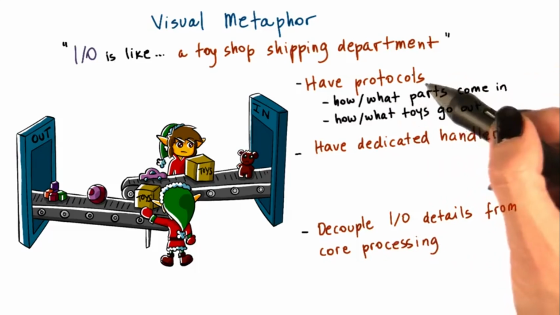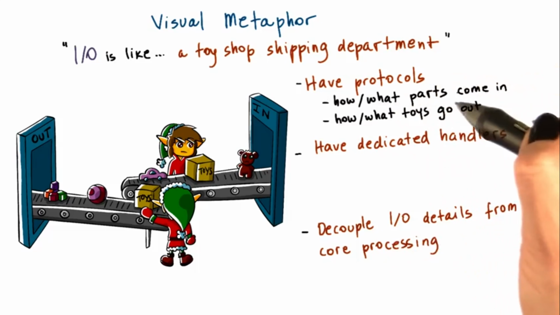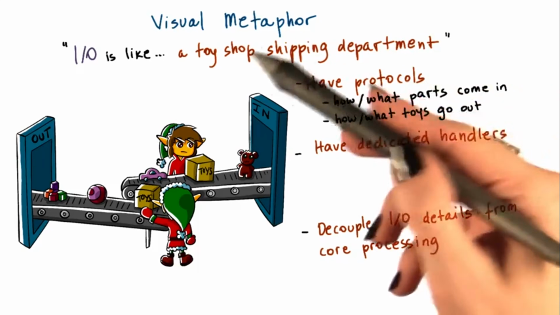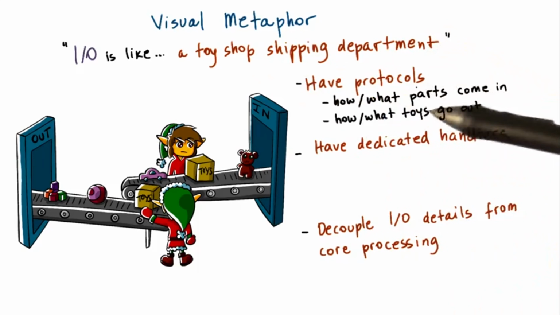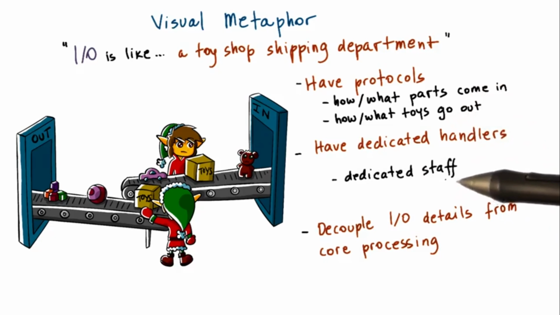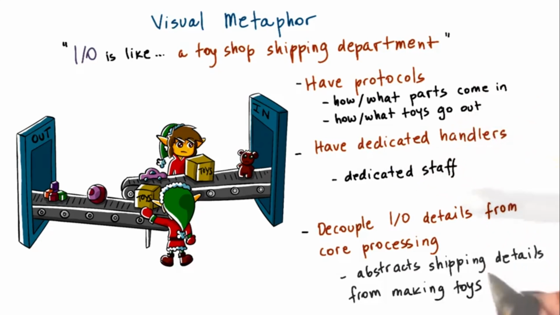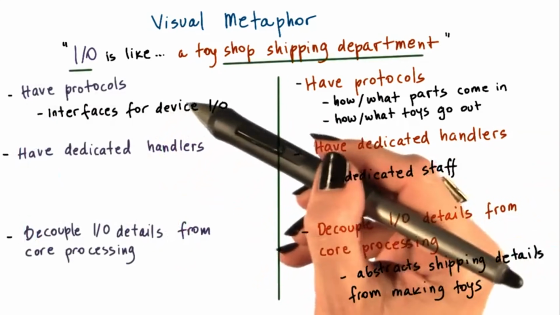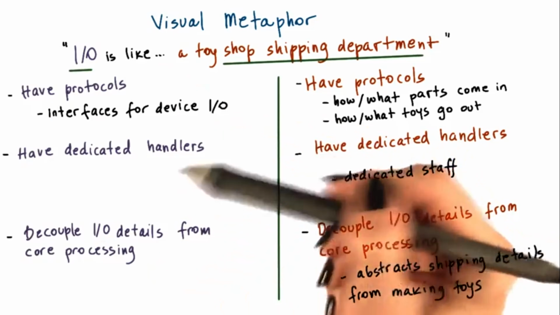In a toy shop, the I/O protocols determine how and what parts exactly come from a storage facility into the toy shop, and which toys and toy orders are being shipped out in which order and how. To make sure that these protocols are enforced, in the toy shop we'll have dedicated staff that handle all aspects related to shipping. And in the toy shop, the process of making toys is completely separate from any details regarding the shipping process. What are the carriers being used? What are their protocols? Are there any flights that are being used? It doesn't matter.